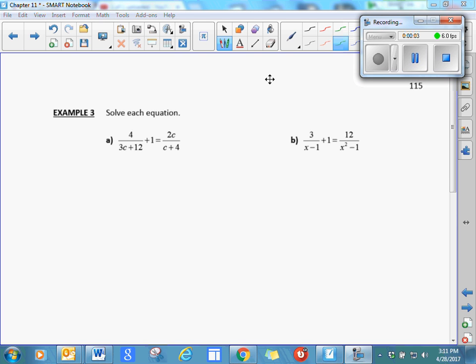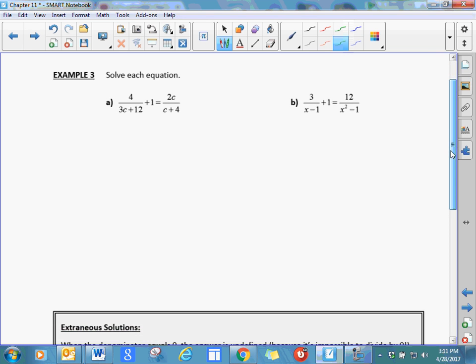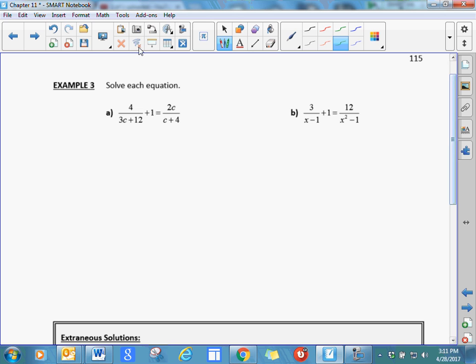All right, we're going to do some more examples. We're on page 115. These problems are like the ones that we did on 114, but of course a little more complicated, a little harder, but here we go. These denominators now have stuff that we can factor. So the other examples did not, but we're going to need to rewrite these in factored form.